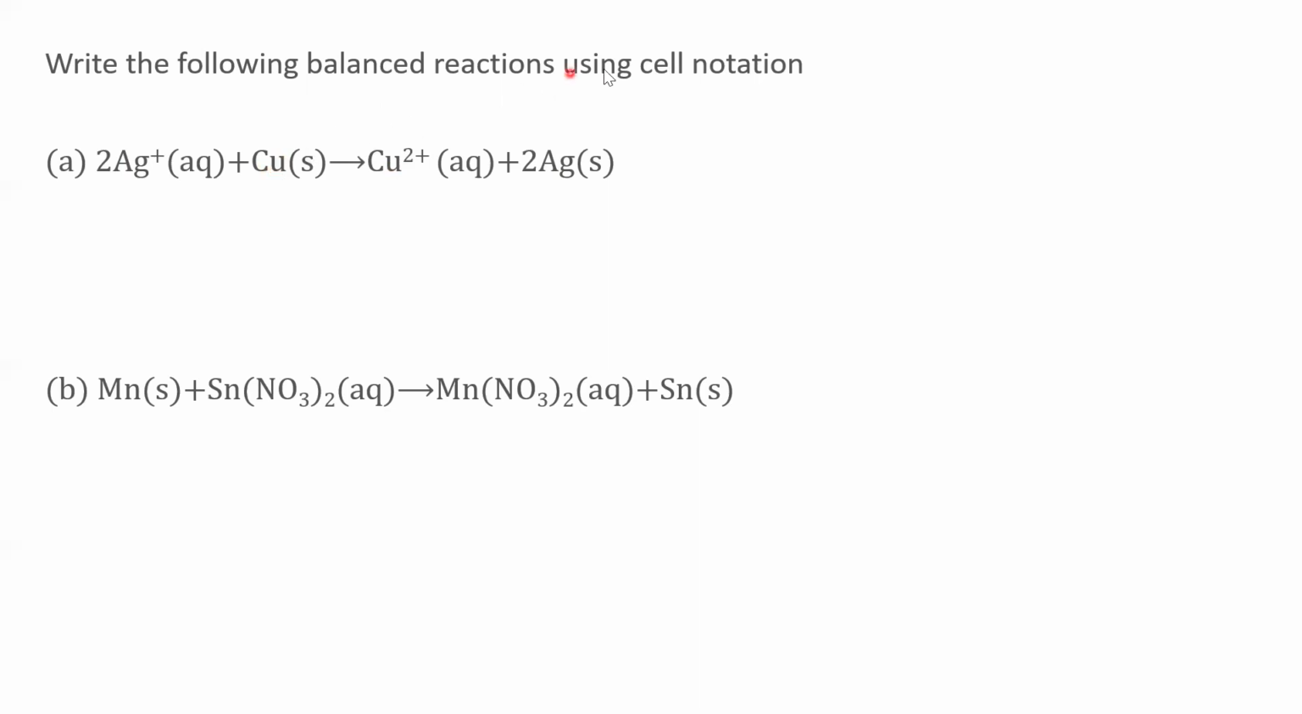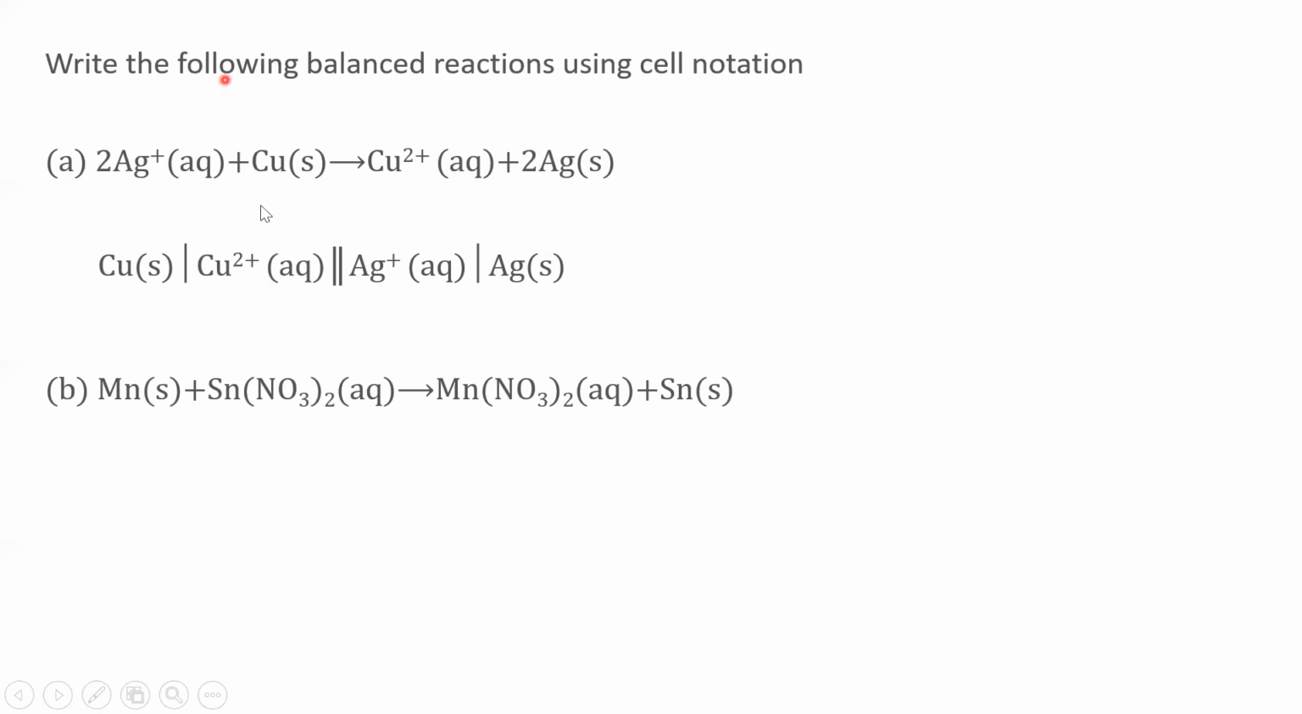The oxidation comes first in the cell notation. So our cell notation would be the copper atoms going to copper ions. This is showing the oxidation half reaction. And then the silver ions are going to silver atoms. This shorthands the reduction half reaction. And this double line here essentially means that the oxidation is taking place in one compartment, which we said is the anode compartment. And the reduction is taking place in the other compartment, which we said was the cathode compartment.